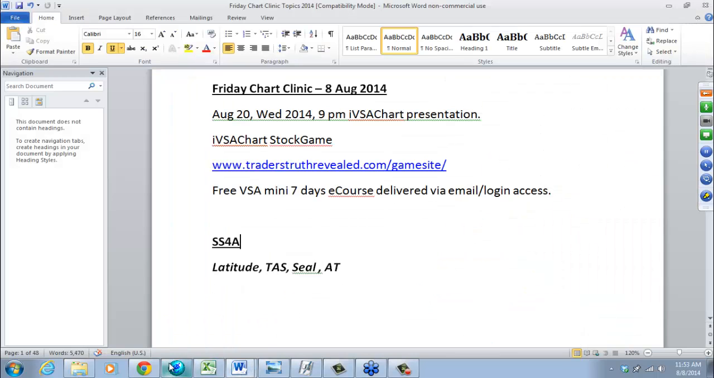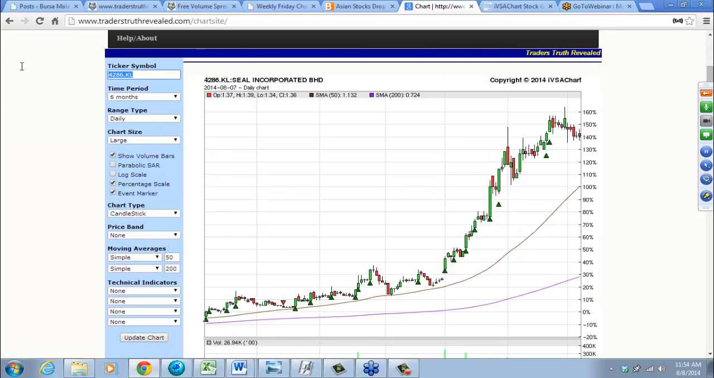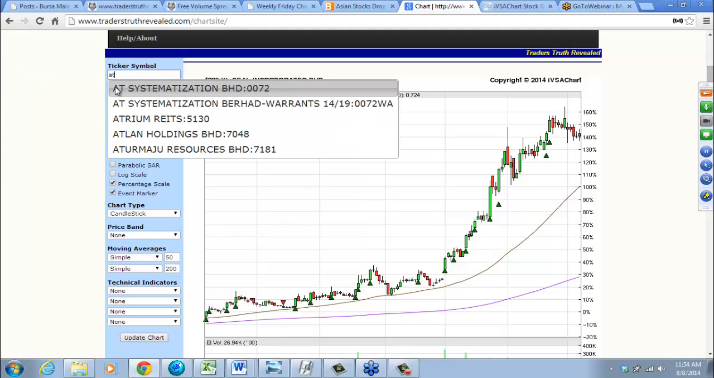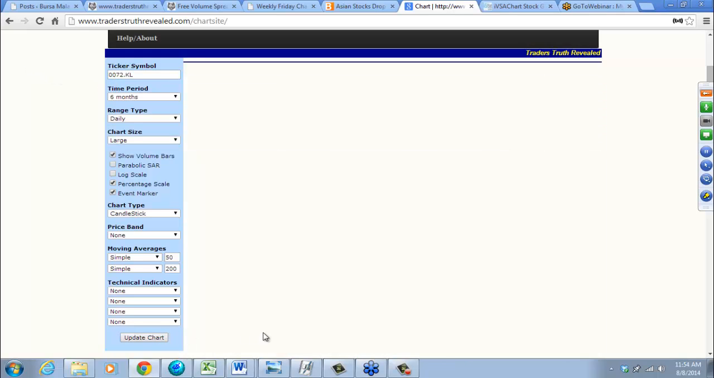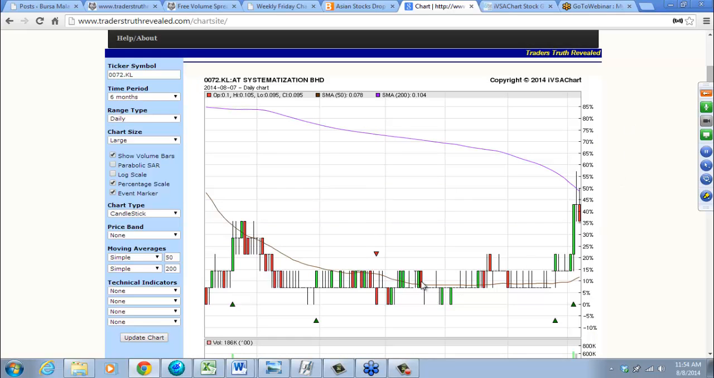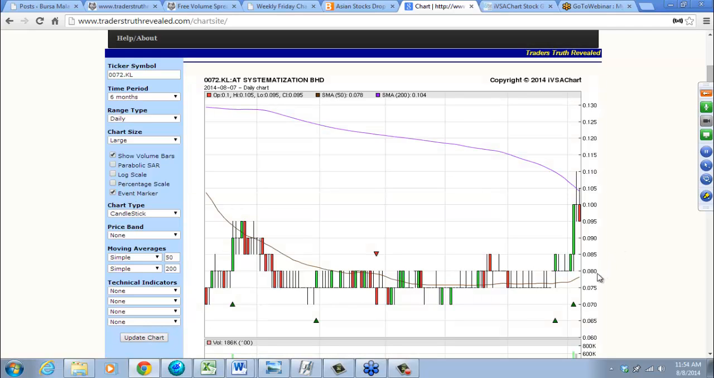Okay, next one we have is AT. Let's look at AT System. Okay, nice breakout. This one just happened. Finally, wow, the breakout already, very big already. AT, between 8 cents to 10 cents. I think you've got strength coming in, so we will have some good ones the last few days. So that's pretty good.